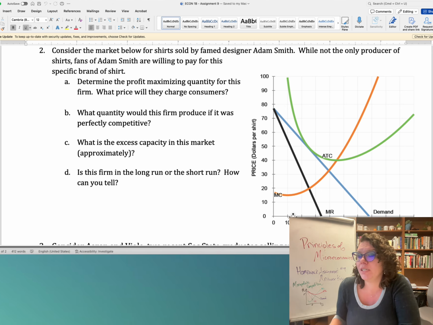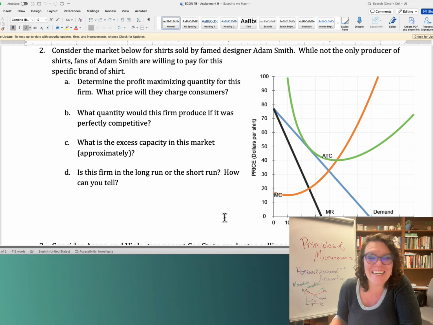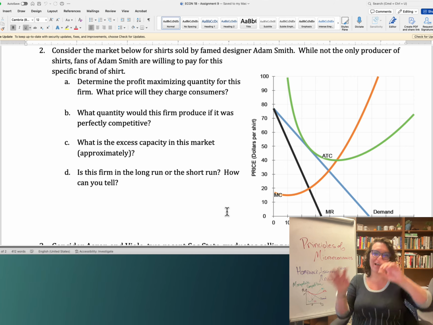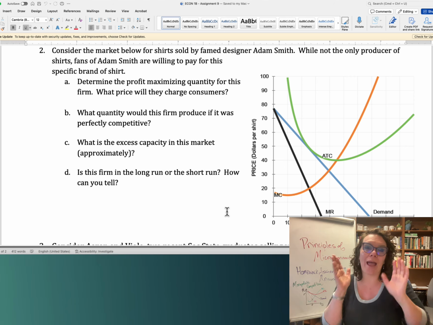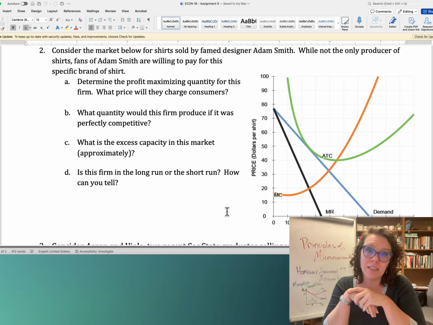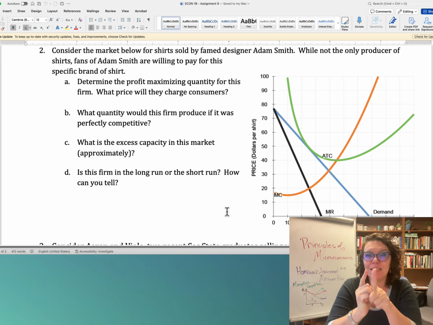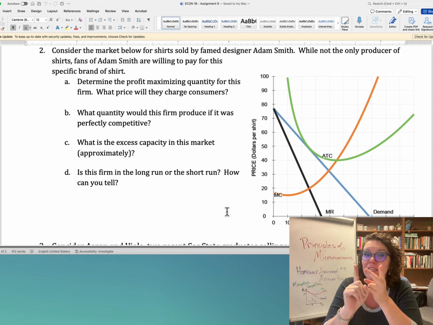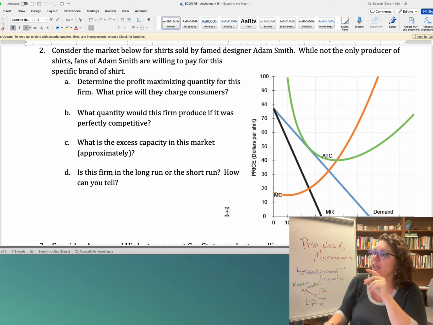The last question asks, and this is a little bit tricky, I think, but I think it's a really good question. I like it a lot. Is this firm in the long run or the short run, and how can you tell? And this gets back to how we know this is a monopolistically competitive market, because in the long run, they earn zero economic profit, which means price is going to be equal to average total cost. And we can see that be true right here, right?